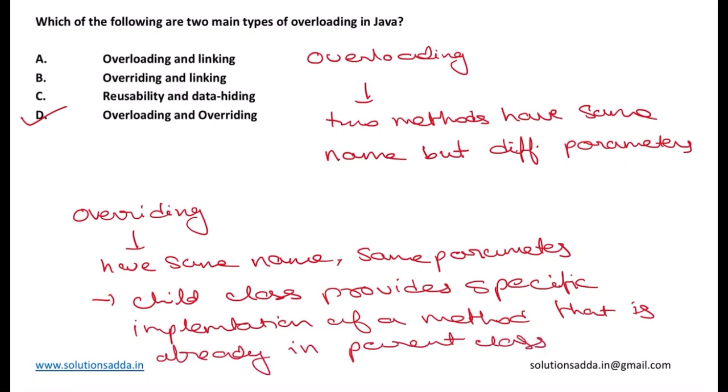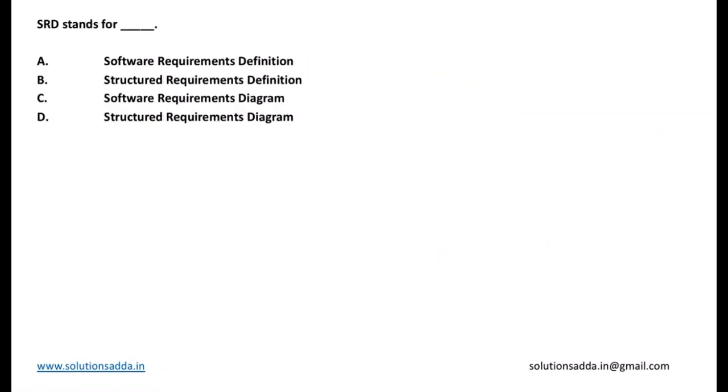So overriding is having the same name and same parameters of the method, but the child class is providing more specific implementation of a method that is already present in the parent class. Therefore, option D, overloading and overriding are two main types of overloading in Java.